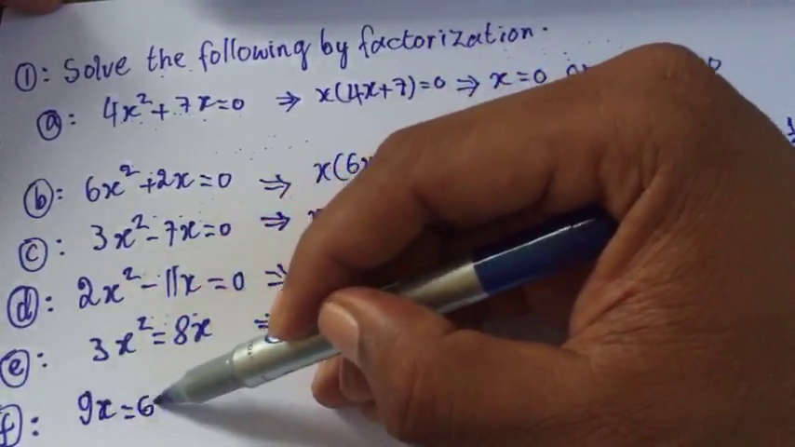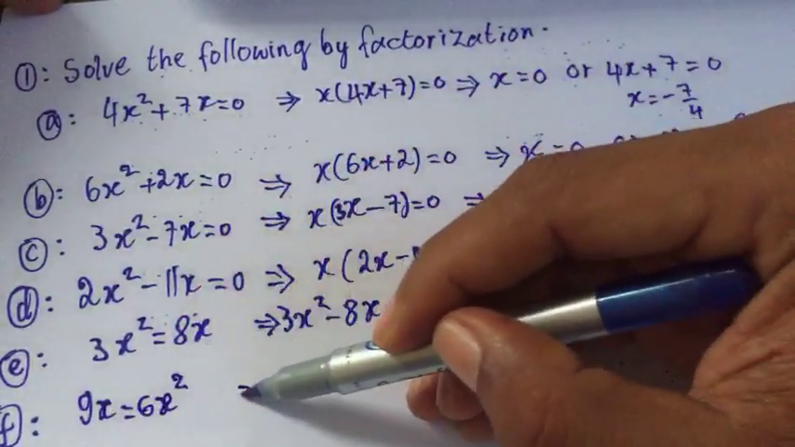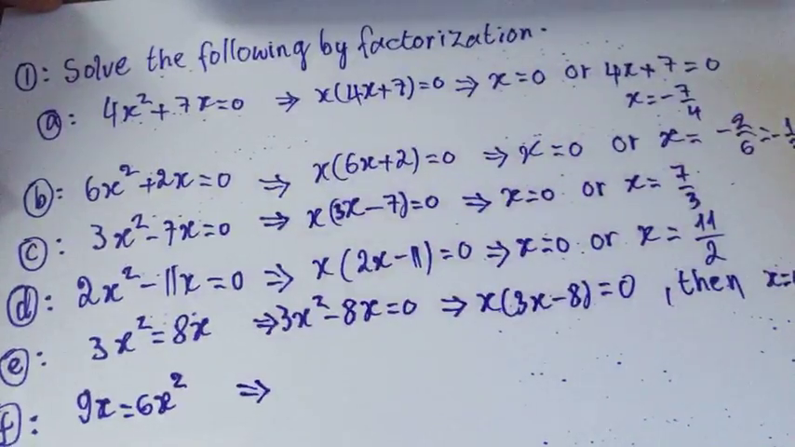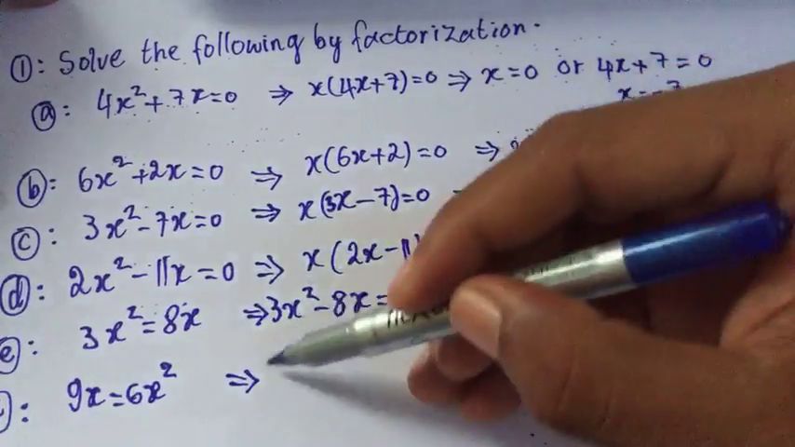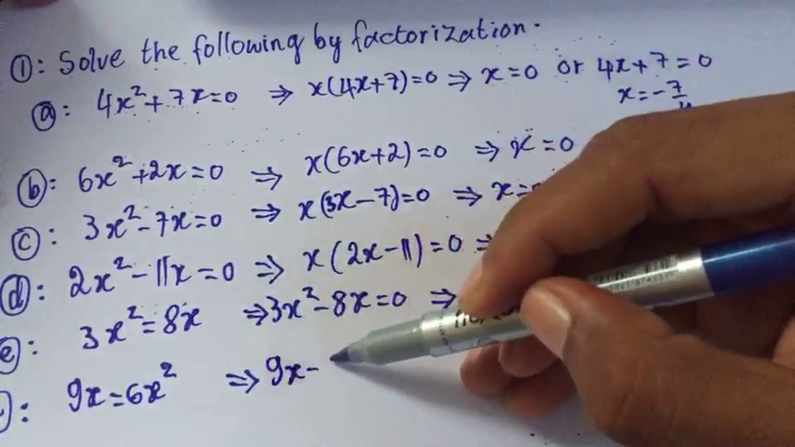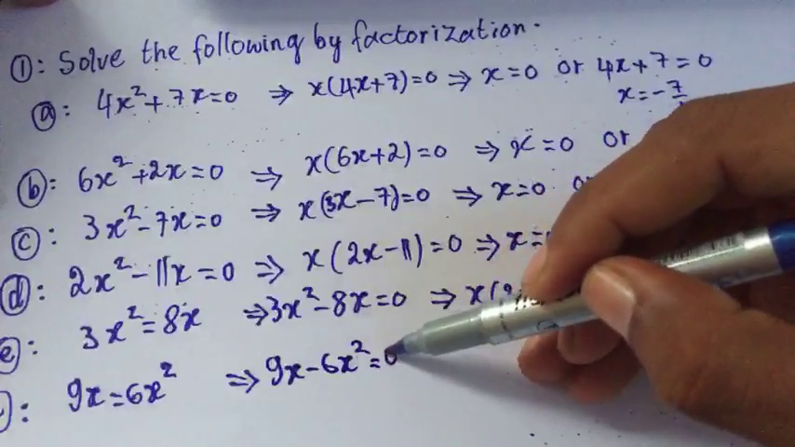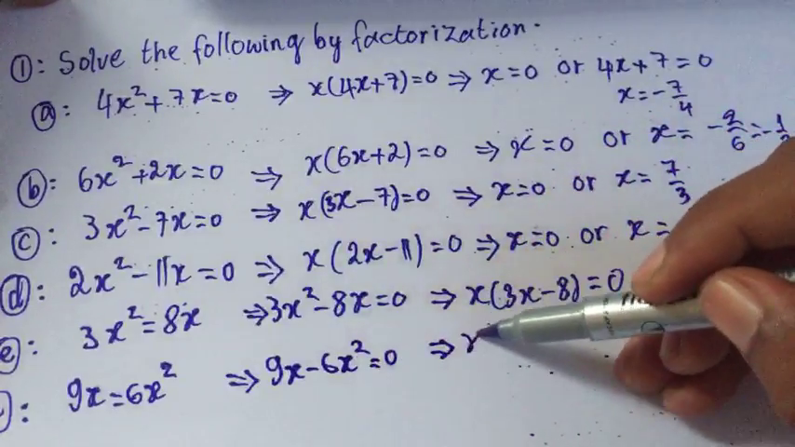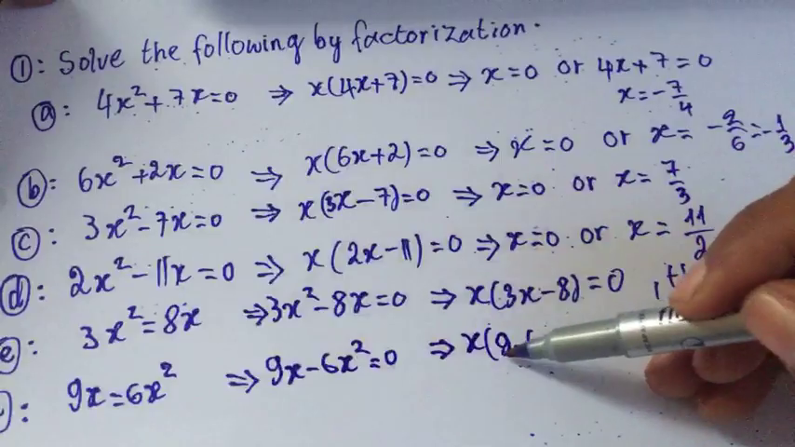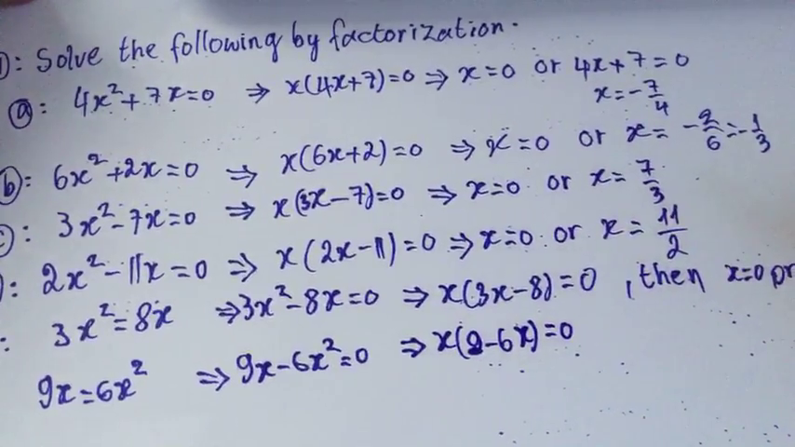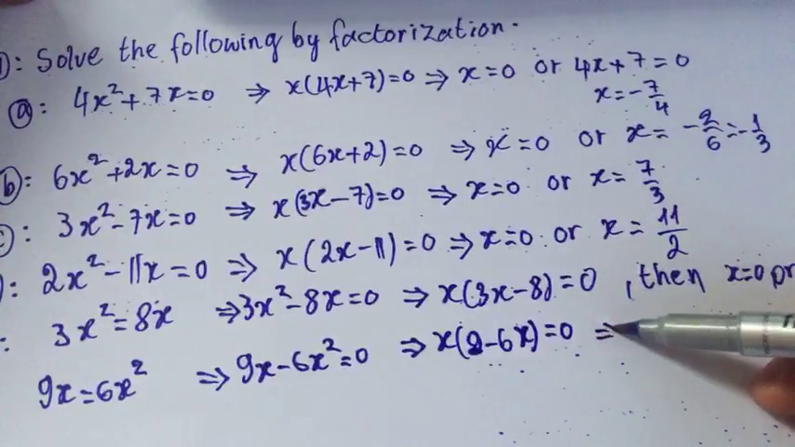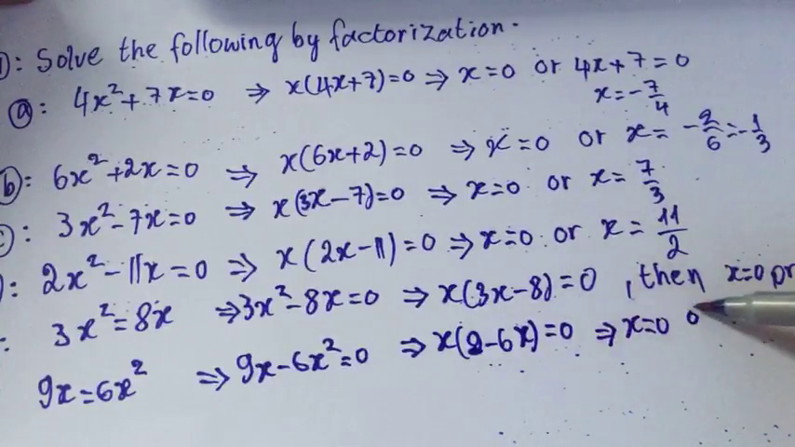9x equal to 6x squared. So we get 9x minus 6x squared equal to 0. We can factor out x: x times (9 minus 6x) equal to 0. So x equal to 0 or x equal to 9 divided by 6, or 3 divided by 2.